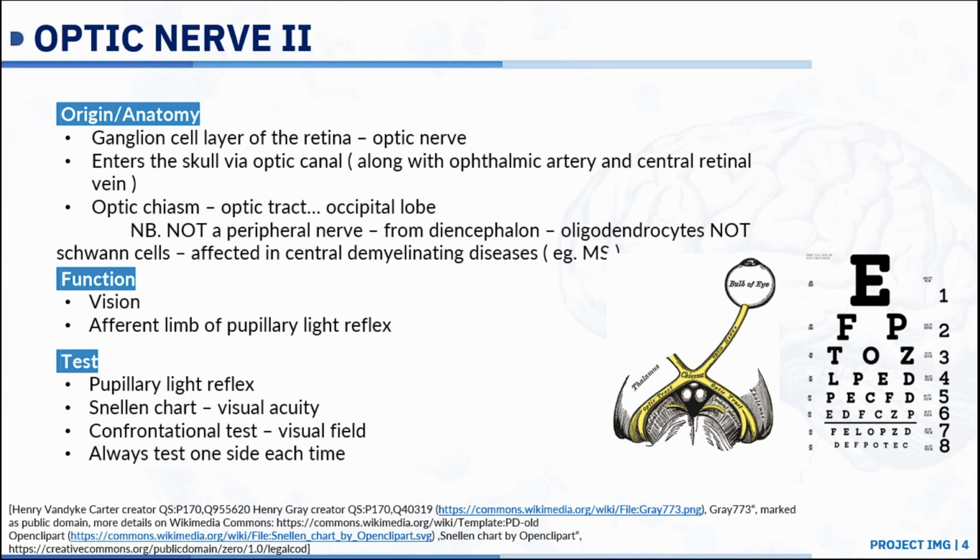Optic nerve, CN 2. Origin and anatomy: ganglion cell layer of the retina. It enters the skull via the optic canal along with the ophthalmic artery and central retinal vein, then optic chiasm, optic tract, occipital lobe. It is an outgrowth of the diencephalon, myelinated by oligodendrocytes, not Schwann cells.